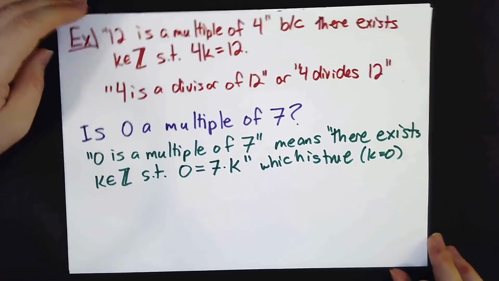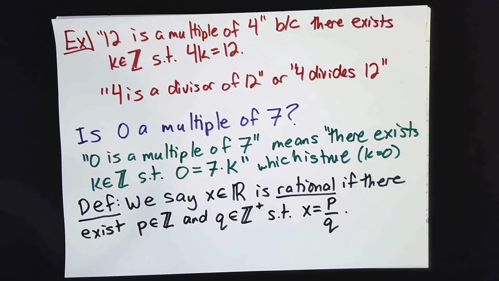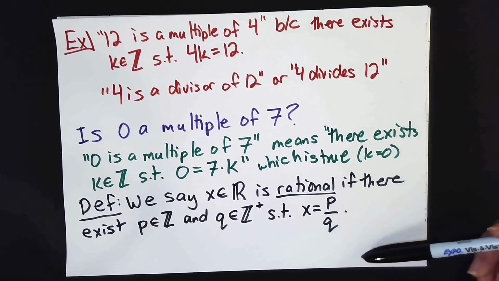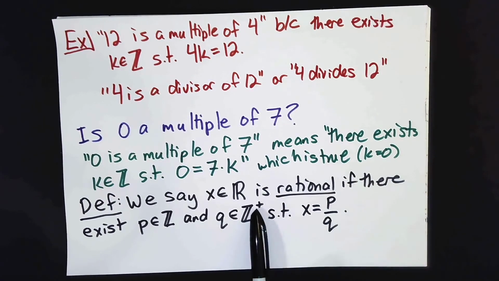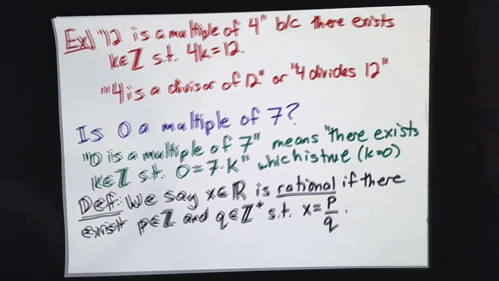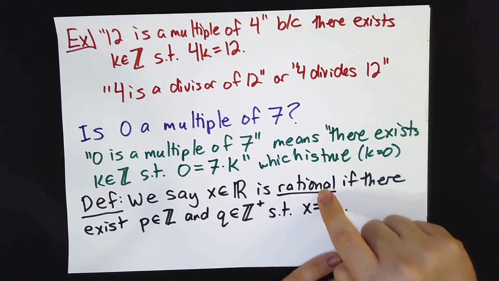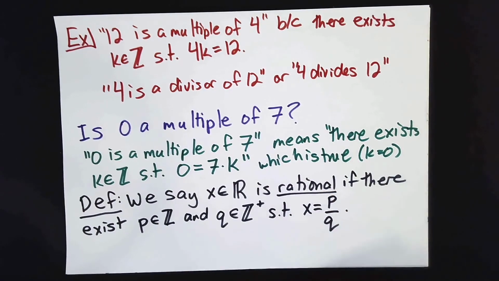One last definition for today. Namely, we say a real number is rational if there exists an integer and a positive integer such that x is p over q. Note I restricted q to be positive so that I didn't have to worry about dividing by 0. Now what this usually means is that showing something is rational is usually not that bad because being rational is an existence statement.